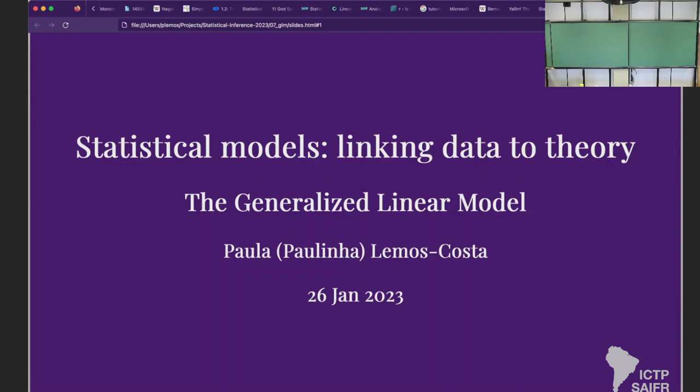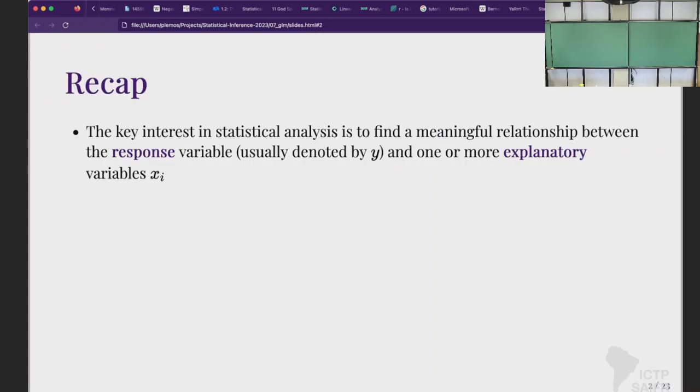So today we're going to learn about generalized linear models. And let's start with a recap of what we have been seeing so far. When we write statistical models, we want to find a meaningful relationship between the response variable, which is usually denoted by y, and one or more of our explanatory variables.